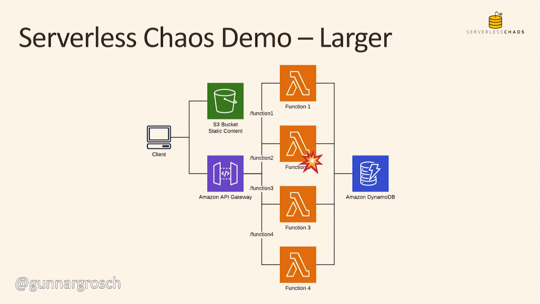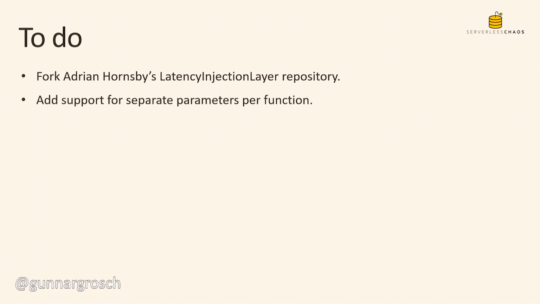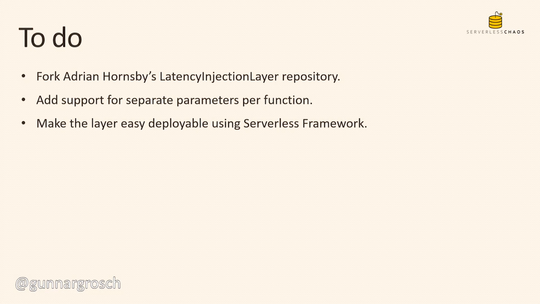So that instead of injecting latency into all functions at once, I'm able to control to inject into function 1, function 2, and then perhaps as confidence grows into function 1 and 2. So to do this, I'm going to start by forking Adrian Hornsby's LatencyInjectionLayer repository. And then I'm going to add support for separate parameters per function. Then, while at it, I'm going to make the layer easy deployable by using the Serverless Framework.